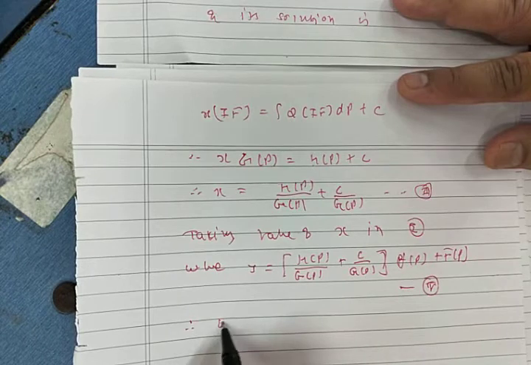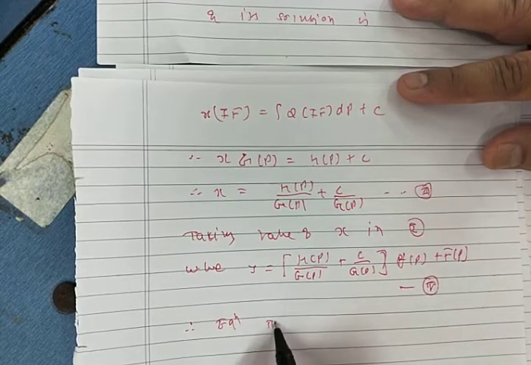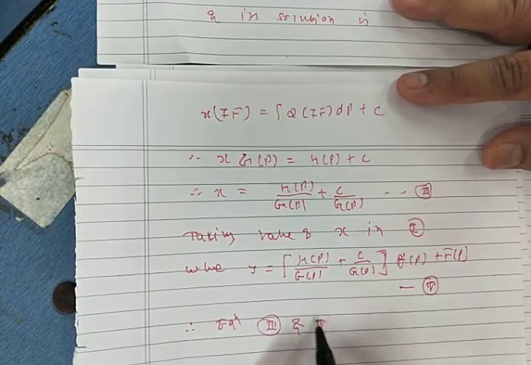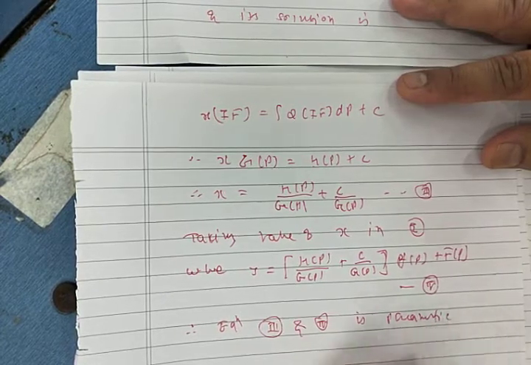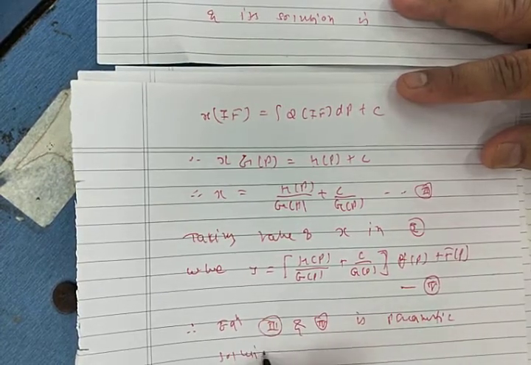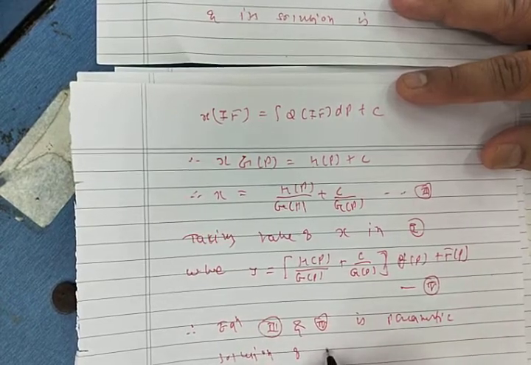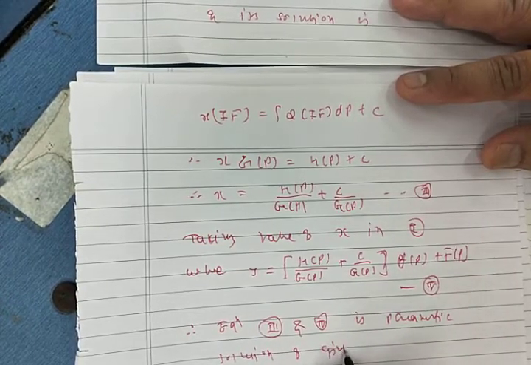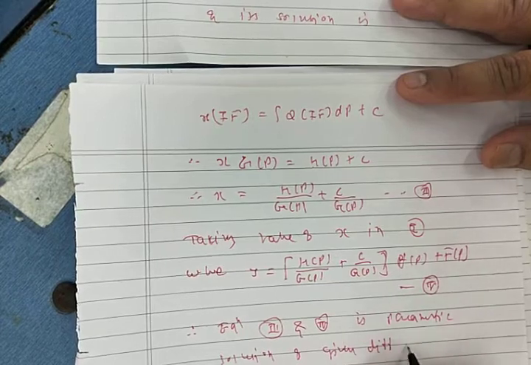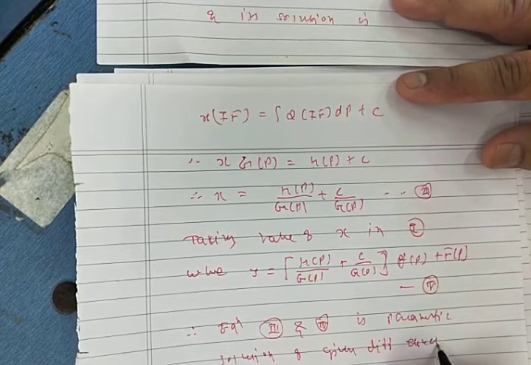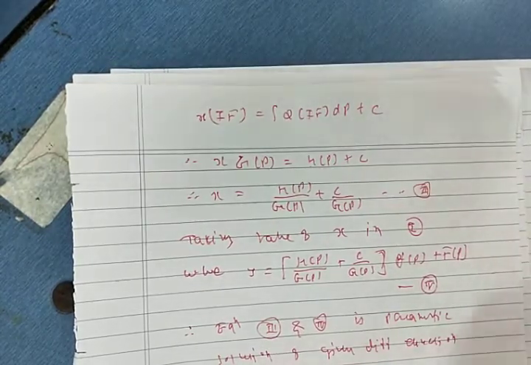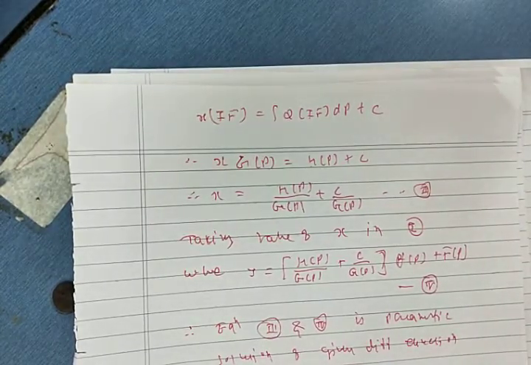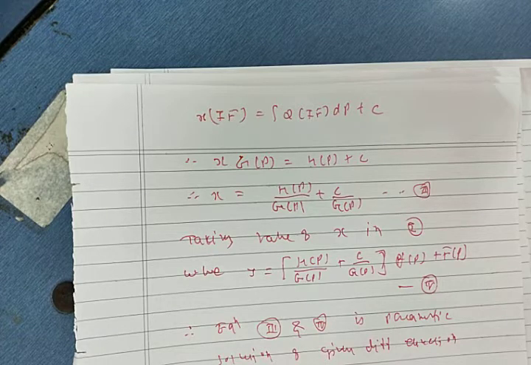Therefore, equations 3 and 4 are the parametric solution of the given differential equation, and it is in Lagrange form. Also we know that some part of that thing is in that form.